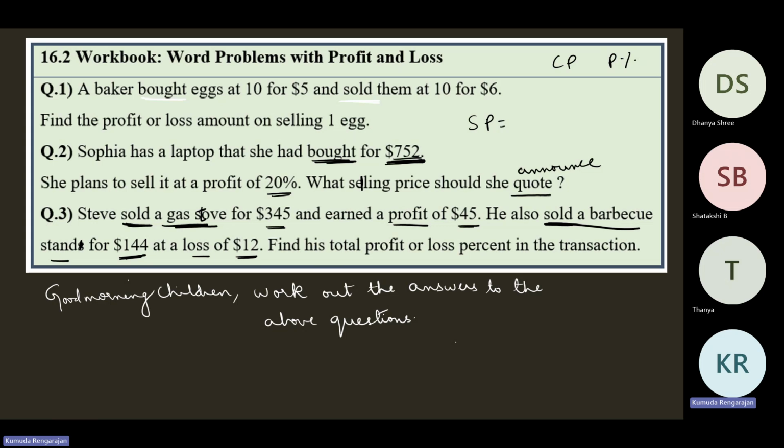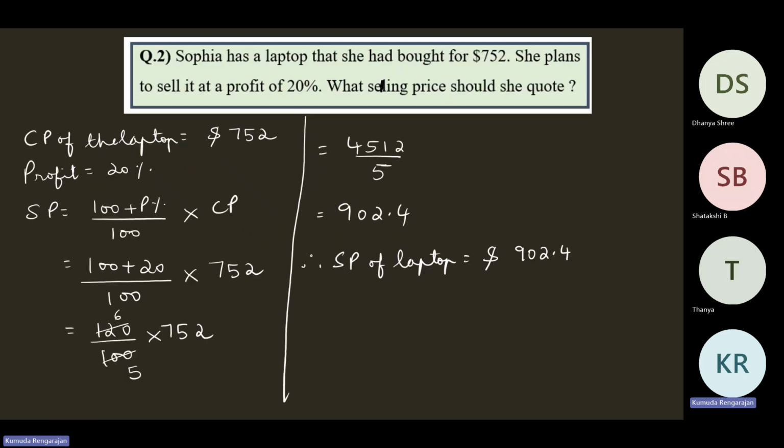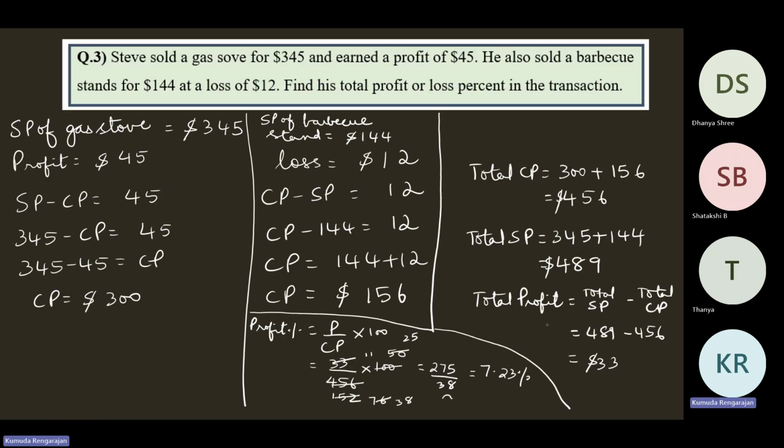Compare the total cost price and the total selling price to understand if it's a profit or loss on the whole transaction. Then accordingly, you'll have to find the profit percent or loss percent. You can see here. See the first column.